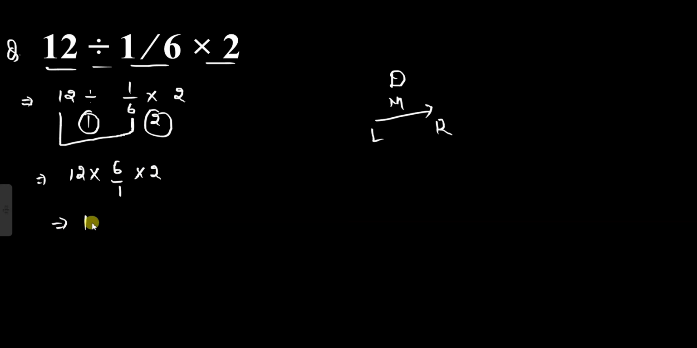Now, we do 12 into 6 into 2. 12 into 6 into 2 becomes 12. Now 12 into 12 equals 144. This is the right answer.